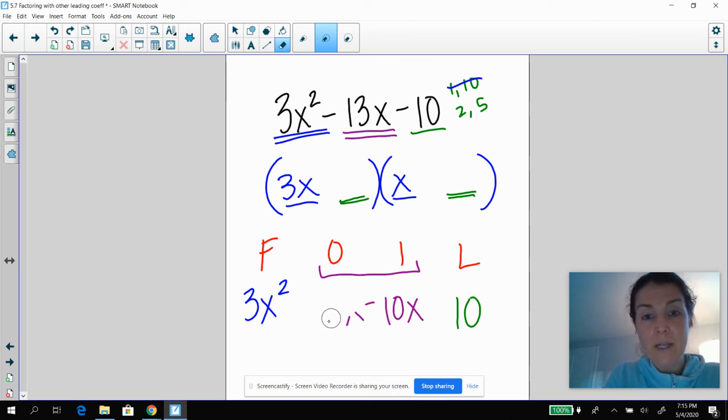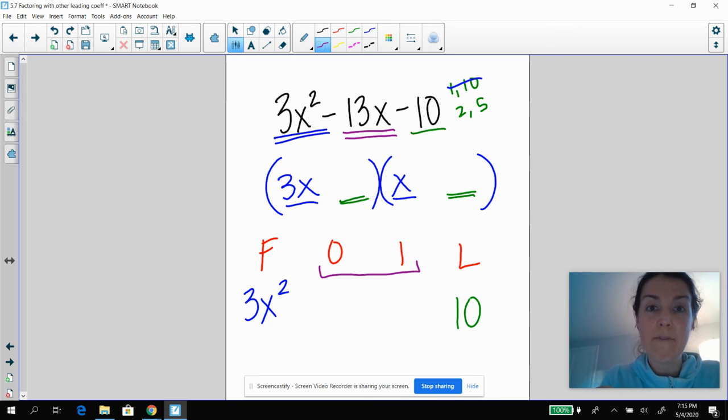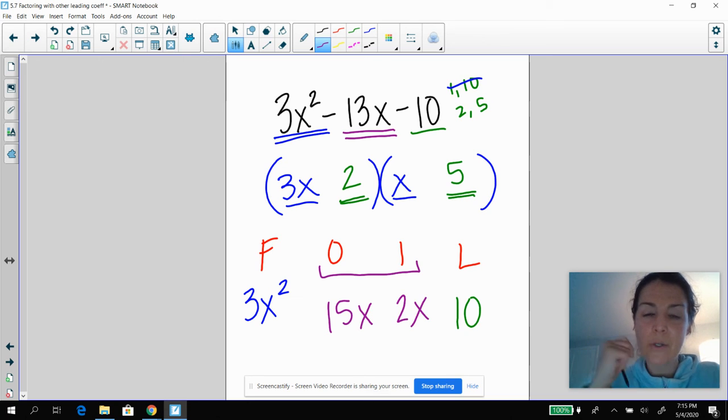All right, let's see what else we can put in here. So let's try 2 and 5. All right, so I'm going to put in a 2 and a 5, and let's multiply these out. So 15x and 2x. Ooh, I like this. So is there any way I can get a negative 13? Well, yeah, negative 15 plus 2. So 3x times negative 5 and then a positive 2x.